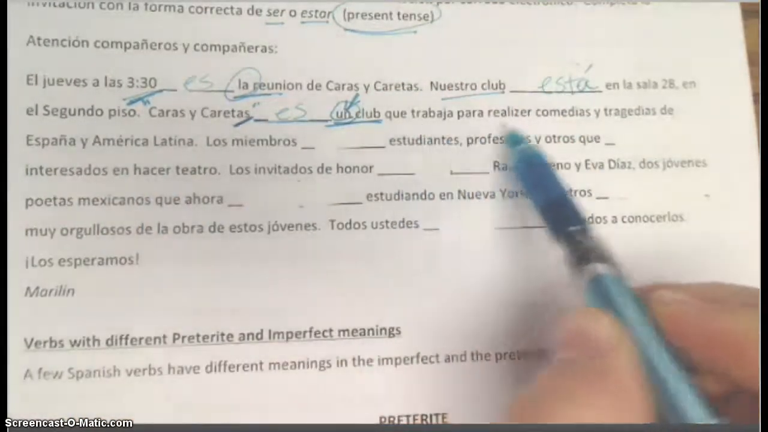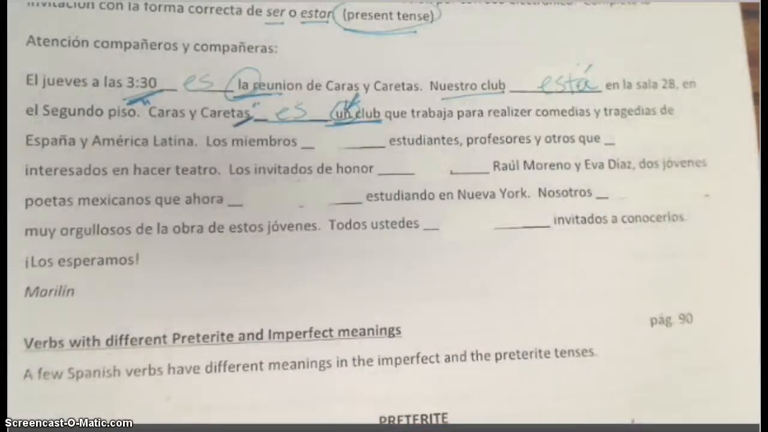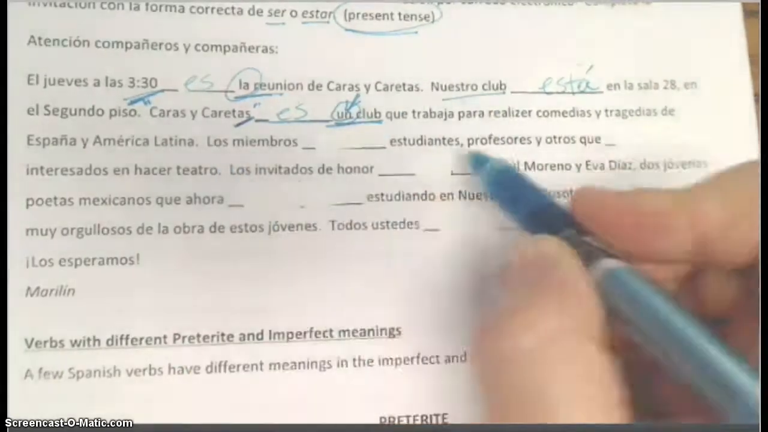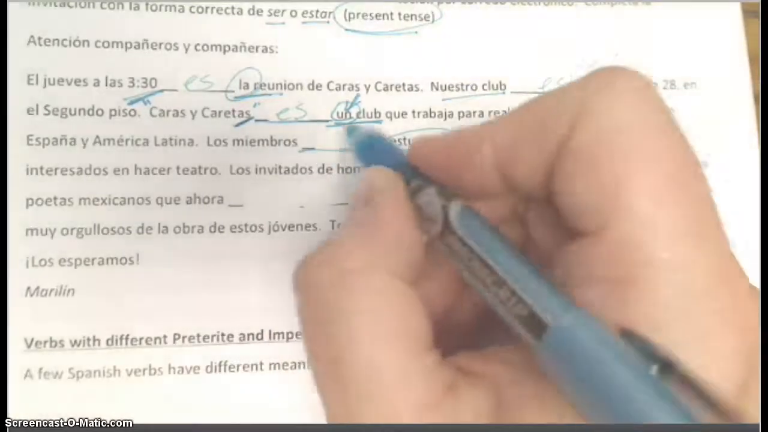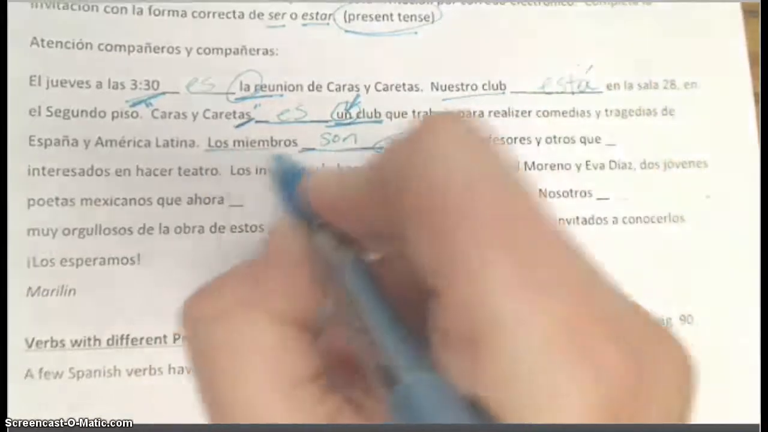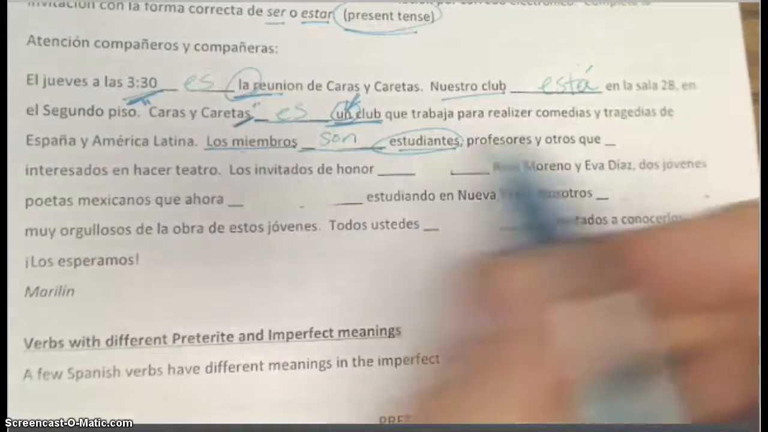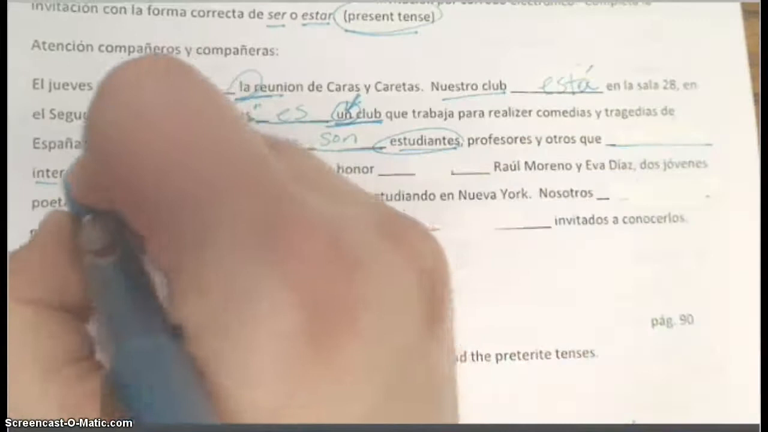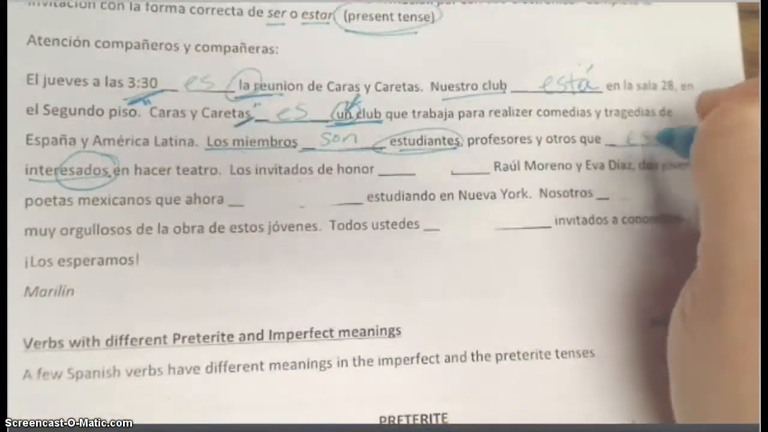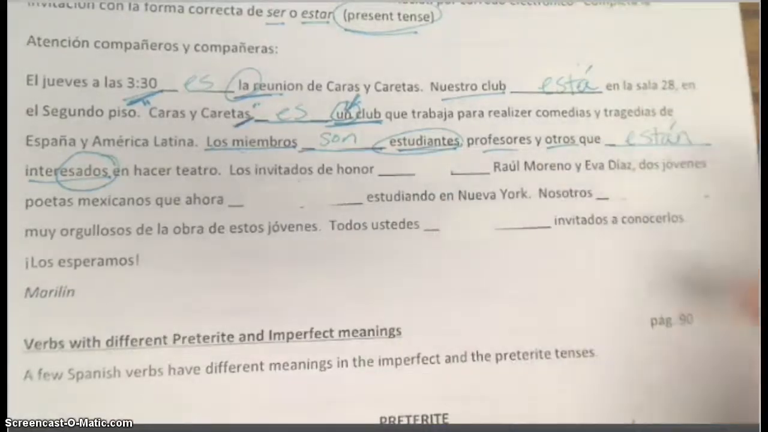So it's a club that works to perform comedies and tragedies in Spanish and Latin American comedies and tragedies. Okay. The members are students. Again, whenever you see students, just know that that's ser because it's an occupation, basically. So son, because it's los miembros. So the members are students, teachers, and others who are something interested, usually with a past participle, which is interesados. I'm going to use the verb estar. So están interesados, because I've got this whole long list of people that are involved there.